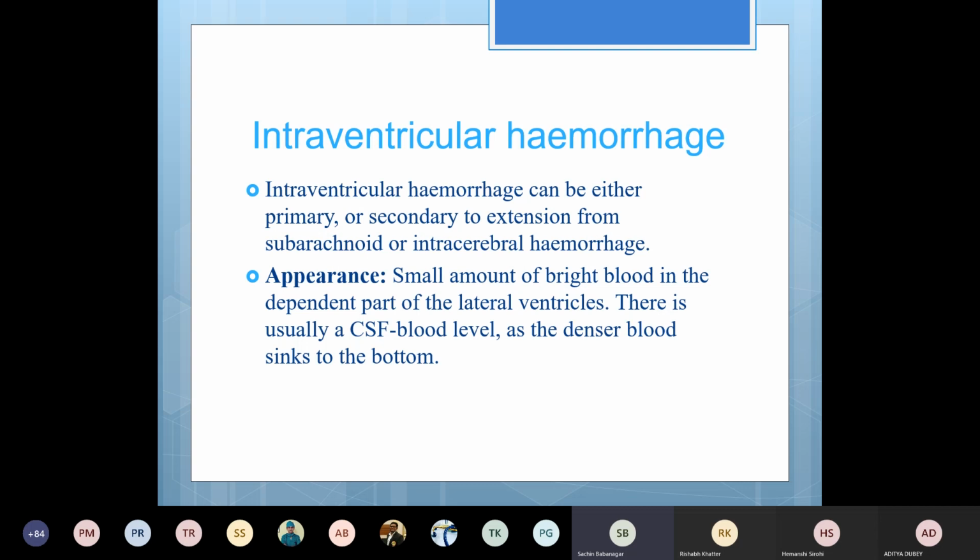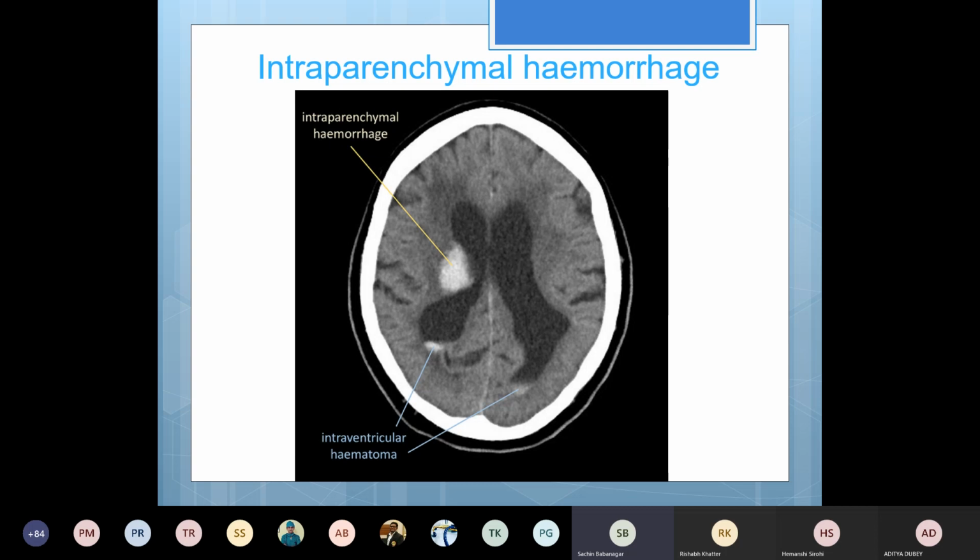So a small amount of bright blood inside the dependent part of the lateral ventricles. As you can see here, in the posterior horn, or the posteriormost aspect of the lateral horns, you will see blood. This is the intraparenchymal hemorrhage just adjacent to the ventricle. So it is the corona radiata, that region.